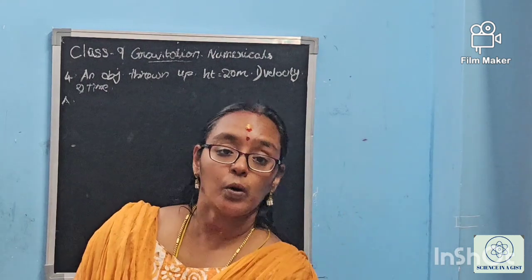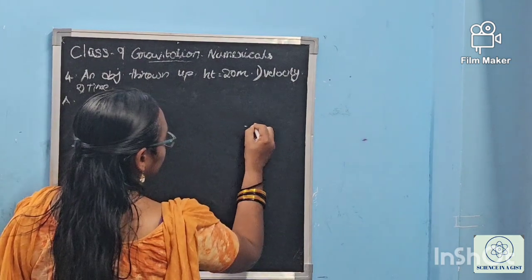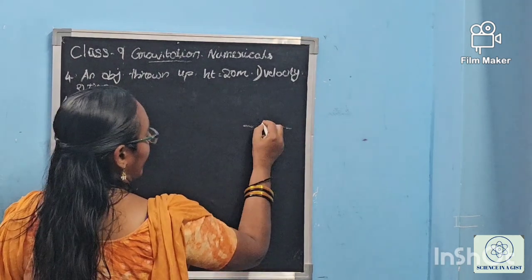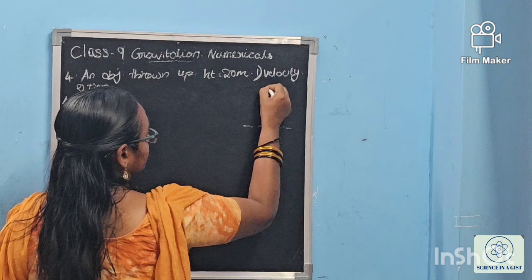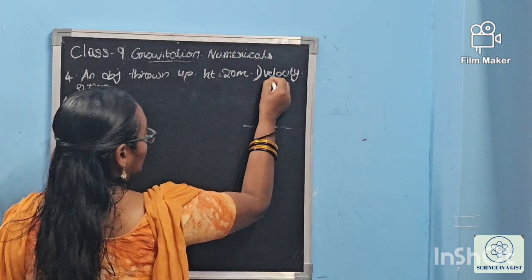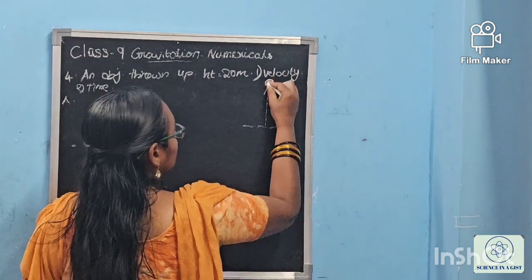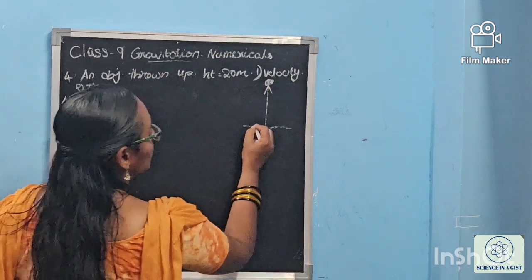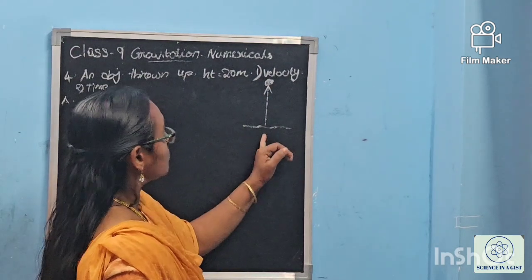Okay. Now, draw an object. This is the ground. And the object is thrown vertically upward. The object reaches maximum height, isn't it? This object reaches maximum height. Okay. So, what are you understanding from it? Object is vertically thrown upward.